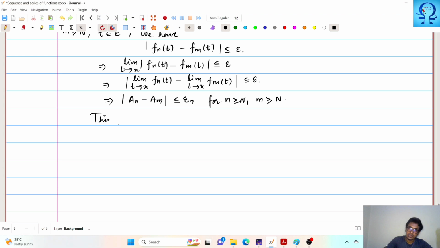This proves our sequence an is Cauchy. As you all remember, we are dealing with sequences on real or complex numbers. So it is Cauchy in a Euclidean space, which is complete. Therefore, this an converges to some limit that we call a.